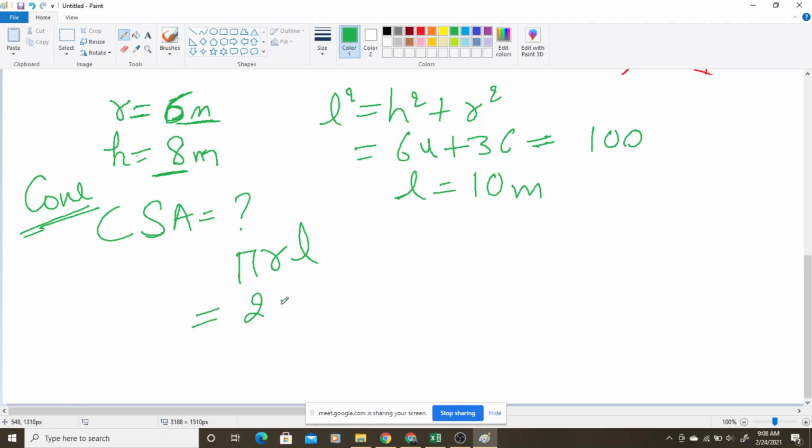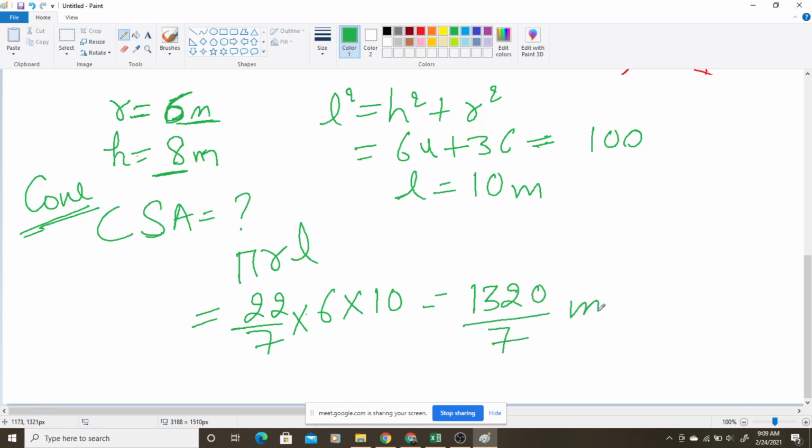See, 22 by 7 multiply it with R. R is what? 6, and L is what? 10. So 22 into 6, 132, multiply 10, it will be 1320 upon 7 meter square. So this is how you can find it. This is how you can find it out, is it?